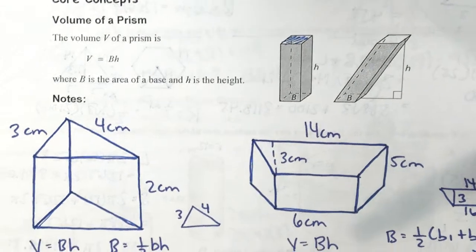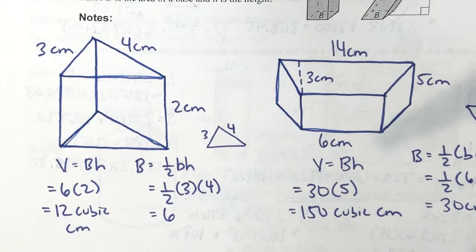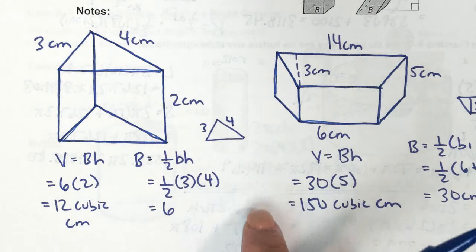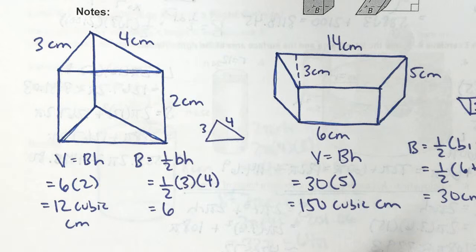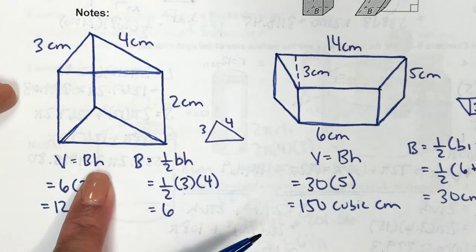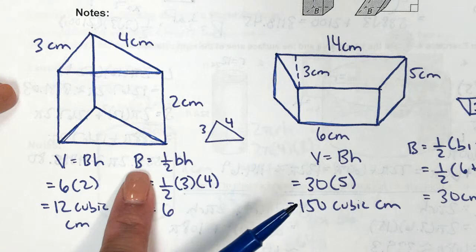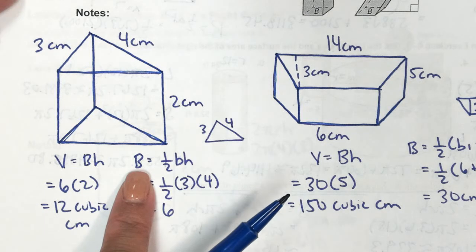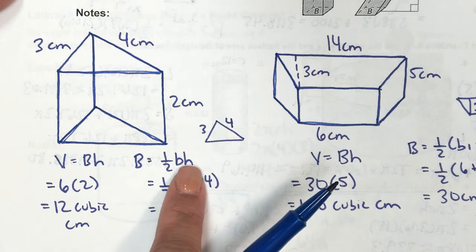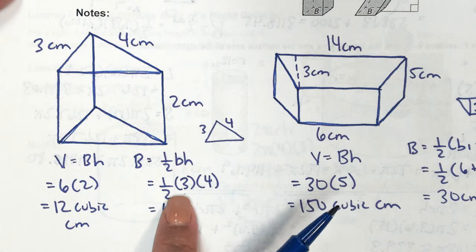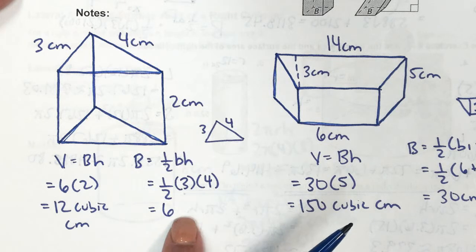So for our first example, we have a triangular prism. So the triangular prism has a base area that is a triangle. So if we want to find the volume, we have the base area times the height. Now we need to find the base area by finding the area of the triangle. So the area of the triangle is one half base times height. In this case, it's 3 and 4. So 1/2 base times height gives us 6, because 12 divided by 2 gives us 6.